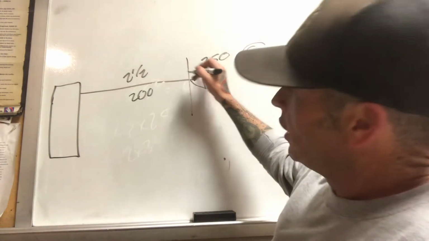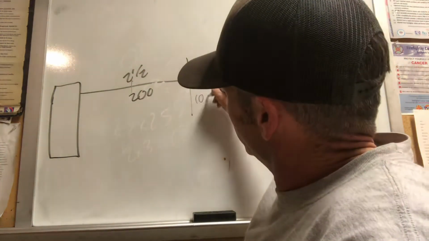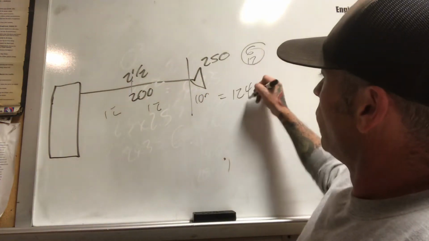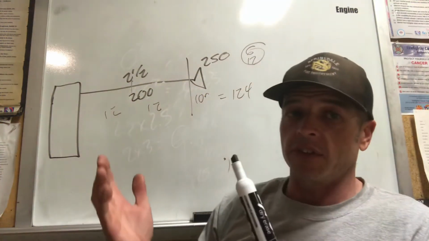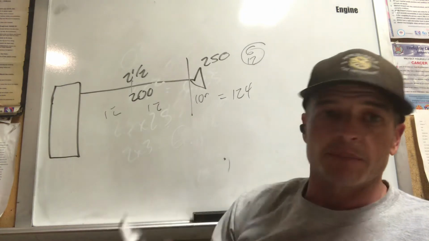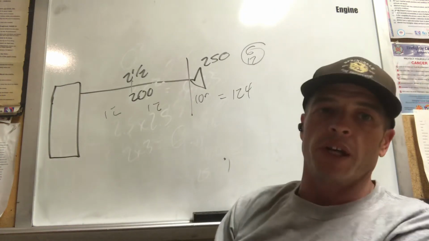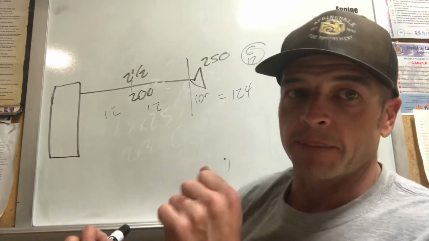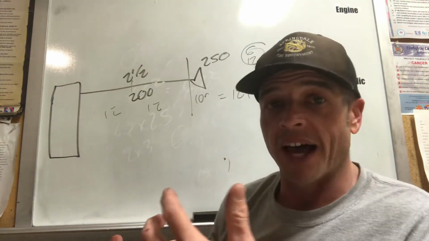I need 100 for my nozzle. So 100, plus 12, plus 12. I'm going to pump that line at 124. Boom, there's your answer. Pretty simple. It does take some practice, but I promise you will get proficient at it if you practice it. It's pretty basic math, just knowing where and how to apply it.